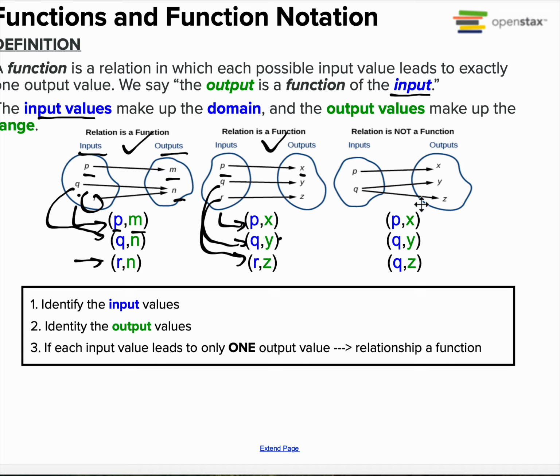Let's look at this last one here. When I input P, I output X. That's my first one. But when I come down to this next input of Q, sometimes when I input Q, I get Y. And sometimes when I input Q, I get Z. So I have a single input of Q, but it has two different outputs, Y and Z. So this is not a function. If I have an input, it has to have a unique output. All right.